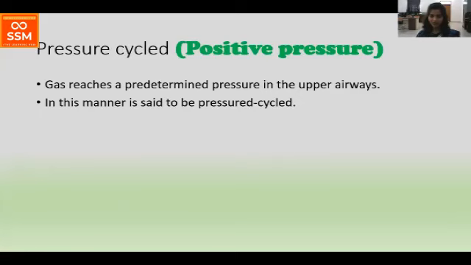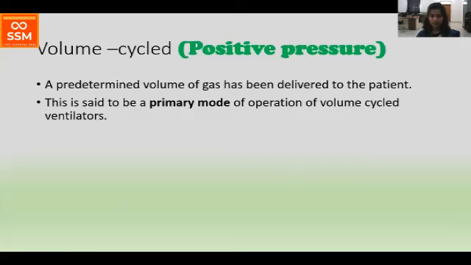Next is the first mode in the positive pressure, that is the pressure cycled mode. When the gas reaches the chamber at the predetermined pressure in the upper airway, this mode is said to be a pressure cycled mode under the positive pressure. The second mode is the volume cycle mode in positive pressure. When a predetermined volume of gas has been delivered to the patient, this mode is said to be the primary mode of operation of volume cycle ventilators.